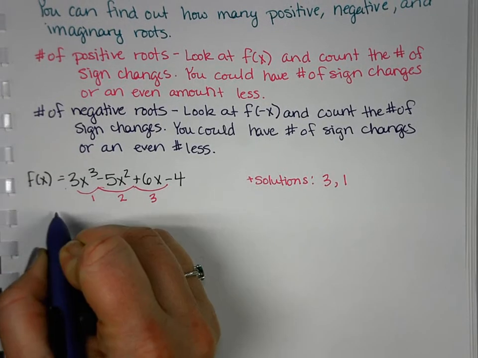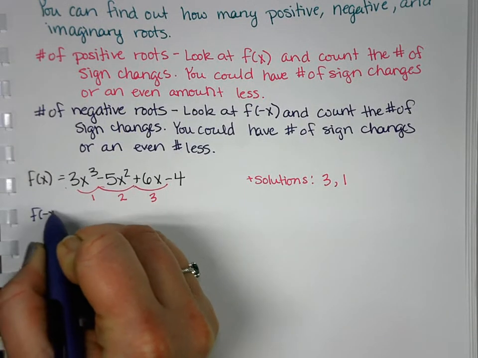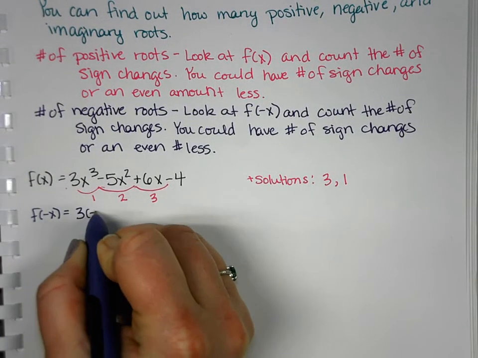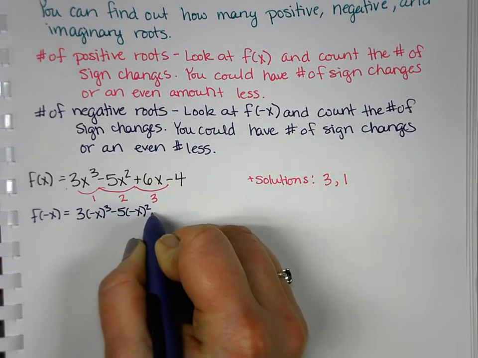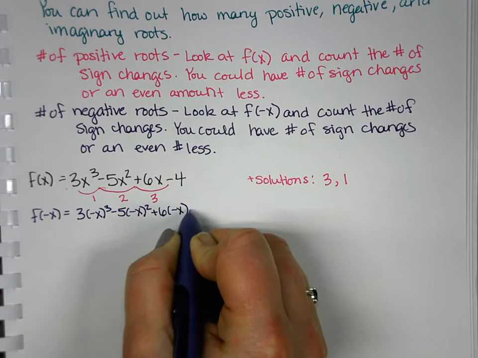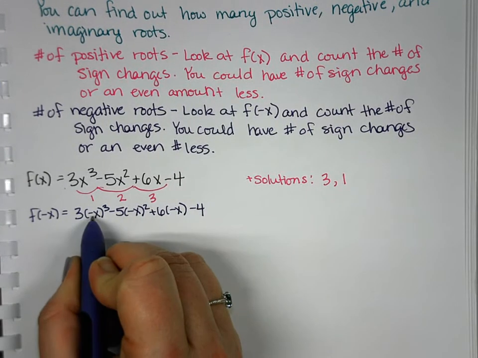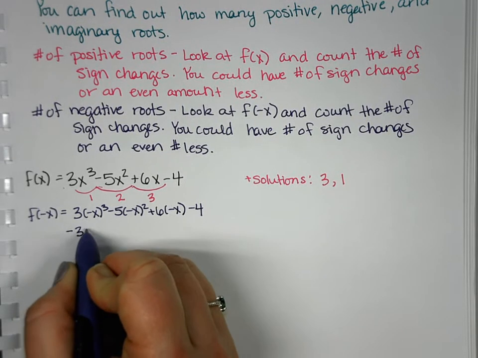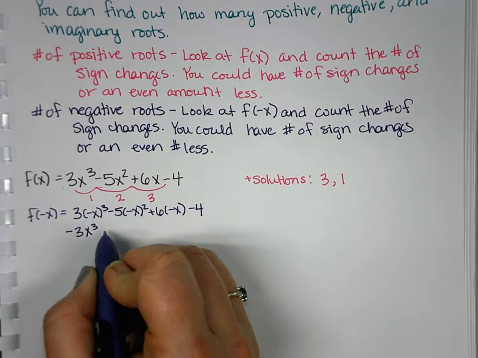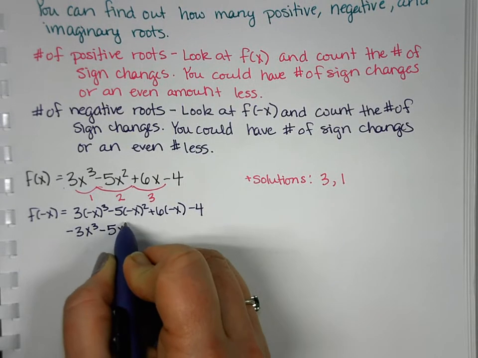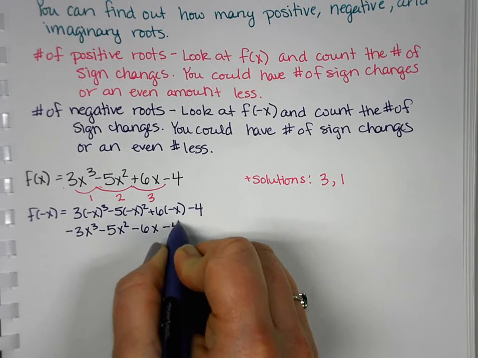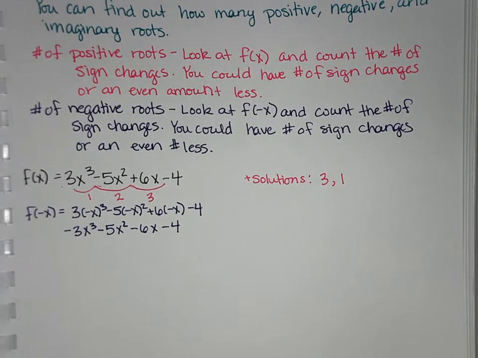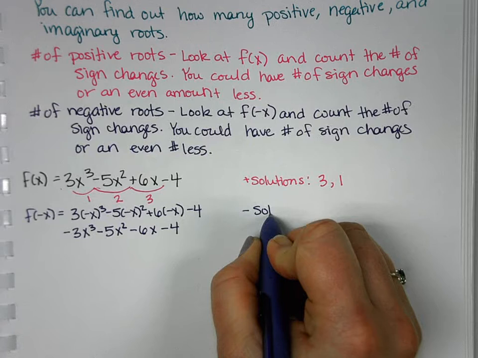Now for the negative, I'm going to plug in negative x. So it's 3 negative x to the third, minus 5 negative x squared, plus 6 negative x, and minus 4. So here, when we cube a negative, it's going to stay negative. When I square a negative, the negative's going to go away, so I can keep the sign that's already there. Here, this will become negative 6x, and then minus 4. So now I'm again going to count how many times my sign changes. So this will be my negative solutions.